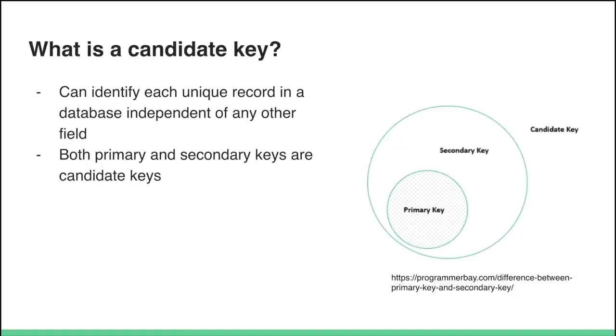The next term I want to go over is a candidate key. A candidate key basically encompasses both primary and secondary keys. They can all identify unique records in a database. And this isn't really a huge concept. You just need to know that both primary and secondary keys are also referred to as candidate keys.